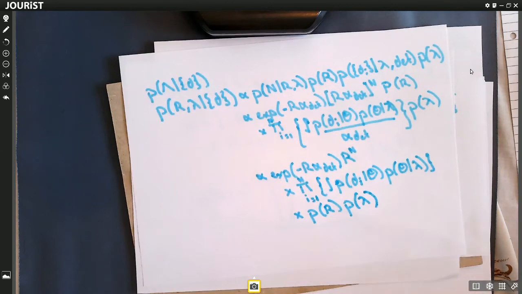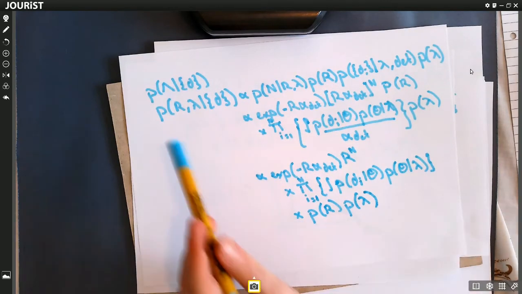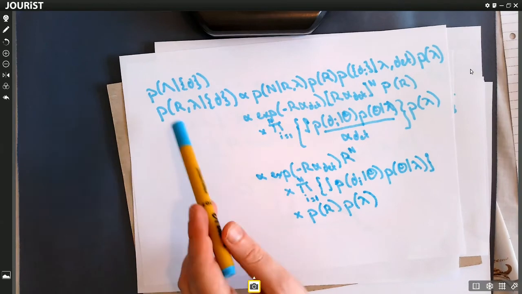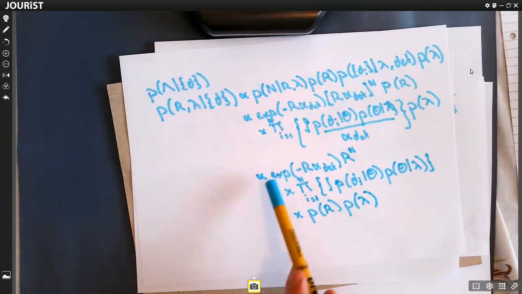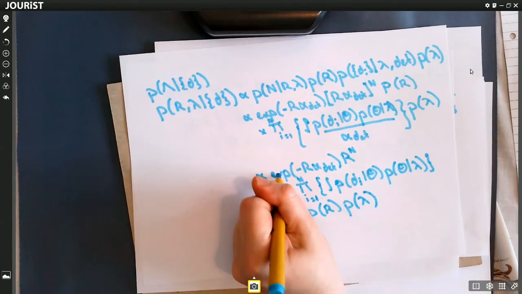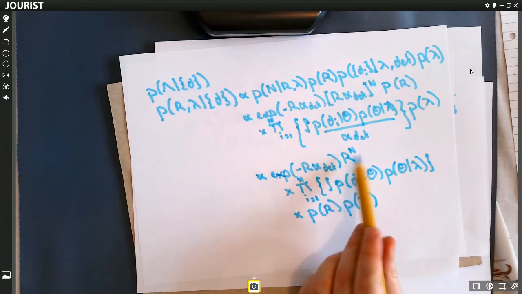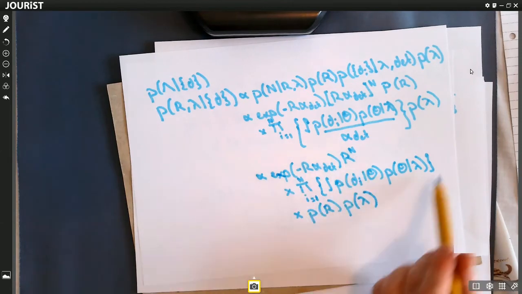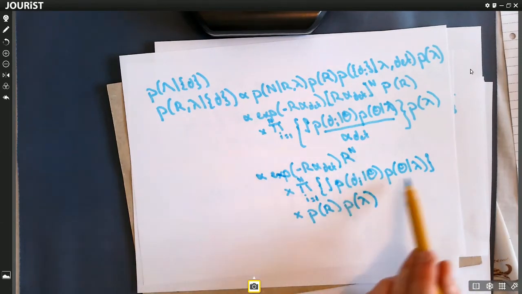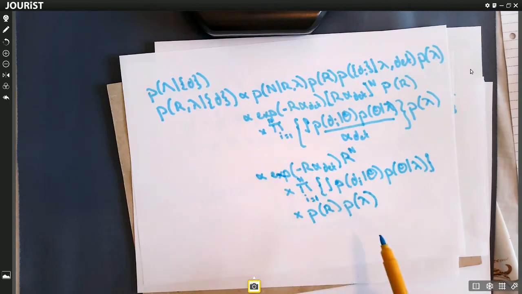So this is the full way to do hierarchical inference of both the rate and the shape of our distribution, which has an exponential term, an R to the n term, this product of individual data terms and a bunch of priors.